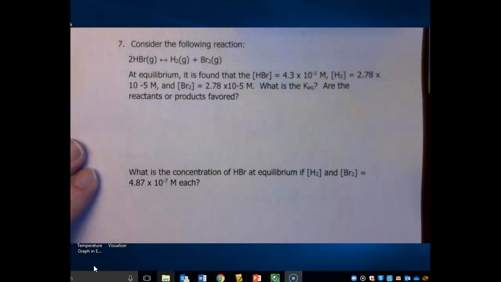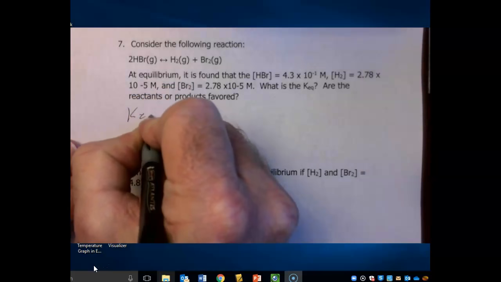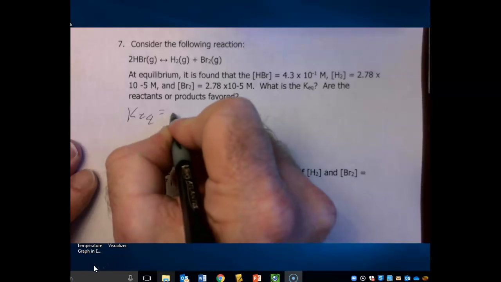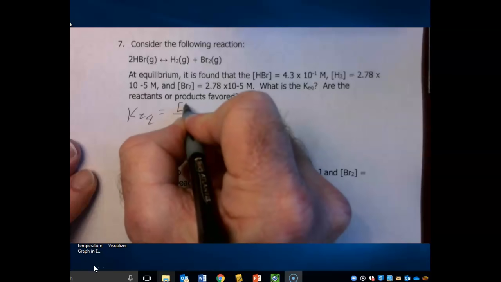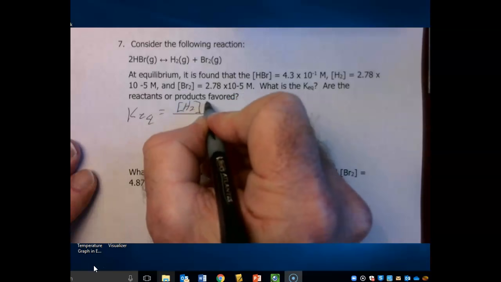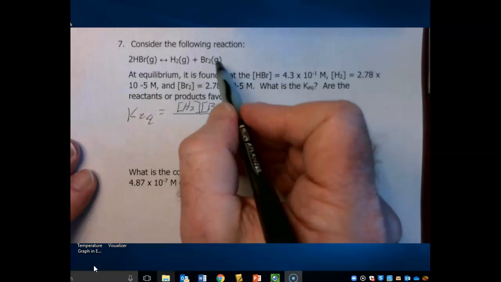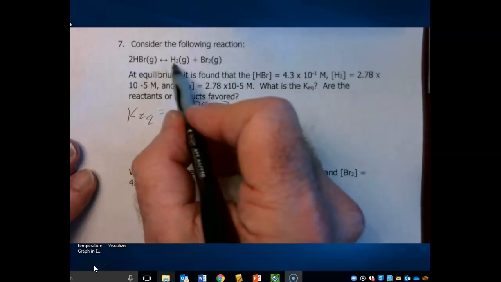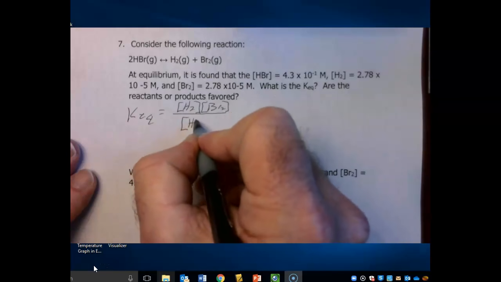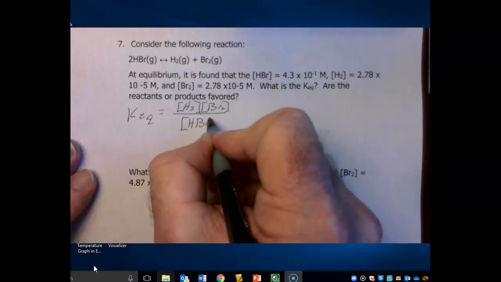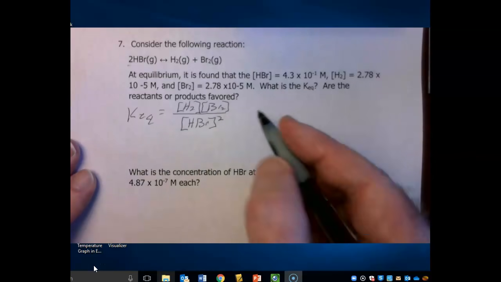So let's first start with our KEQ expression. KEQ is always products over reactants. So concentration of the hydrogen times the concentration of the bromine, and they're both to the 1st power because both coefficients are 1, divided by the concentration of HBr. It gets raised to the 2nd power because of the 2 coefficient.